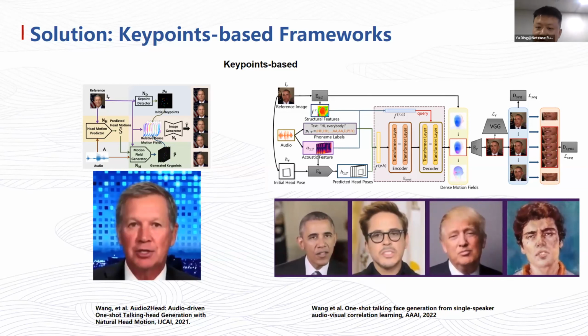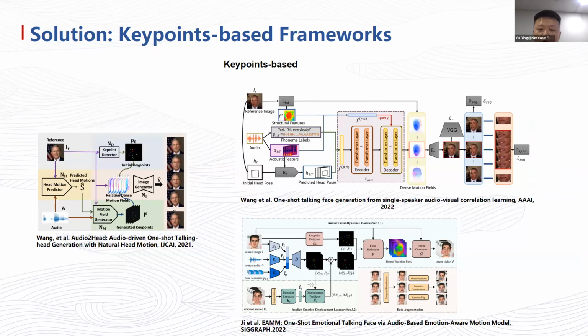And the basic idea of this work is that the key points based idea guarantees the video quality while maintaining the synchronization based on a specific character's audio-visual alignments. Later on, a work called EAMM introduces upper facial expressions into key points-based frameworks. By incorporating this movement from another arbitrary input video, the quality of upper facial expression synthesis can be further improved.